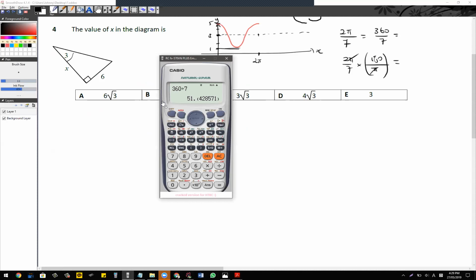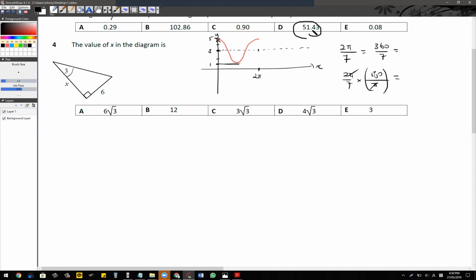Hold on. Let me just pause the video. We're going to assume that this is 30 degrees. So you have this triangle. This is 30 here, and this is 6 here. And you have to figure out this x here.